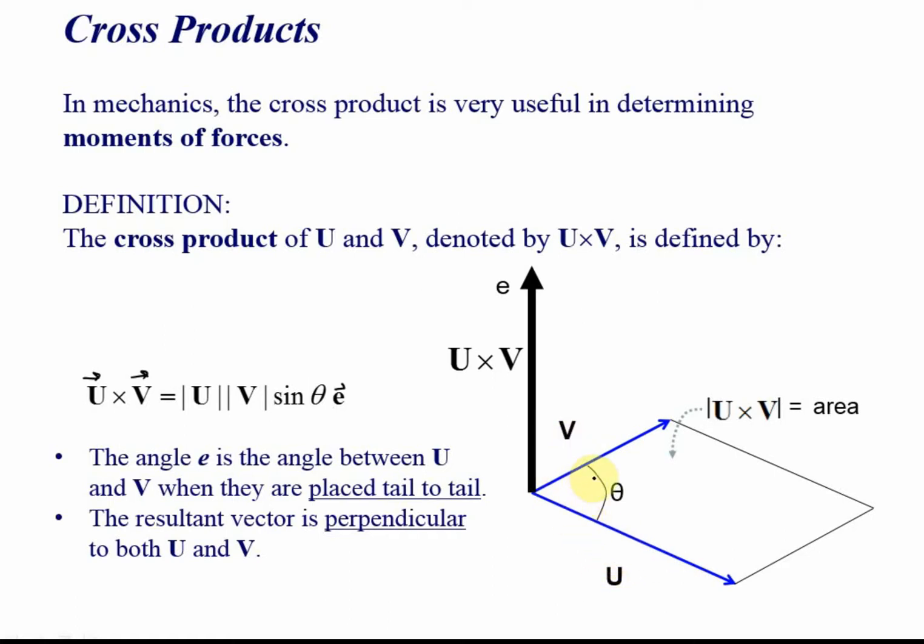And then physically or graphically, the u cross v product refers to the area confined by the u and v vectors, and this area refers to the magnitude of u and v and sine theta. However, the result is a vector, so it has a vector component as a result.